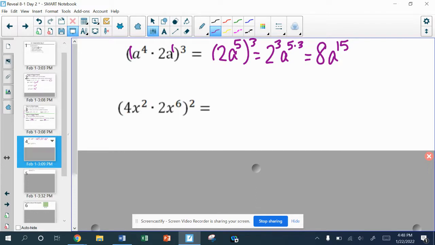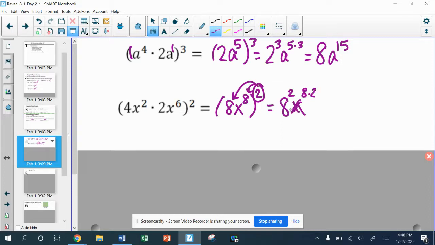In this problem, again, I like to just kind of clean up what's inside the parentheses. So I would have 4 times 2 would be an 8. And then I've got an x squared and an x to the 6th would be an x to the 8th. And I have this problem in particular because I want to make sure that you see the difference between what happens here. When this exponent goes on the 8, I'll get 8 squared. And when it goes on the x, I'll have 8 times 2.